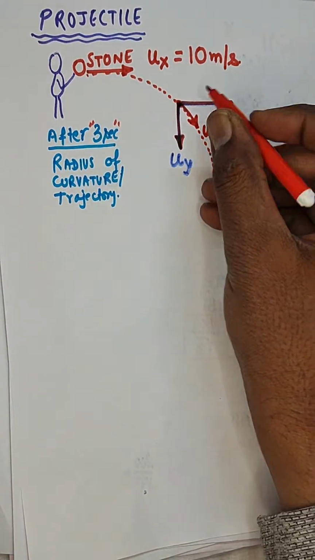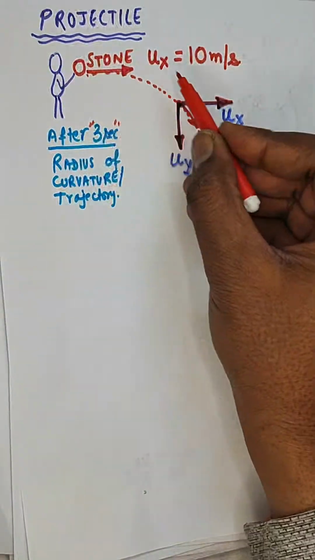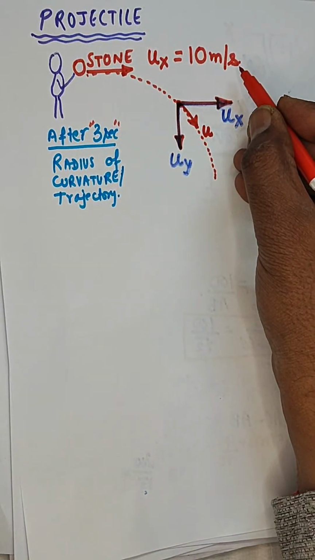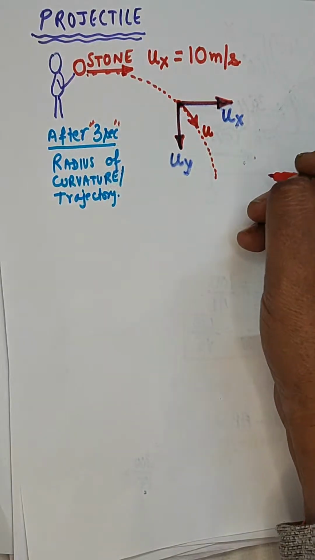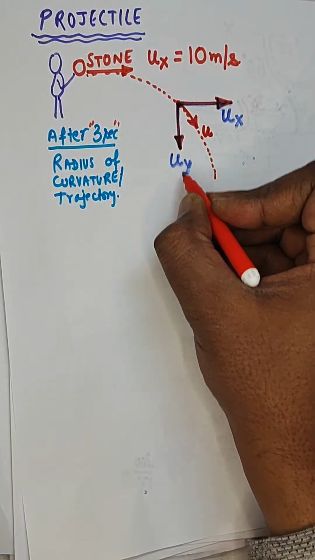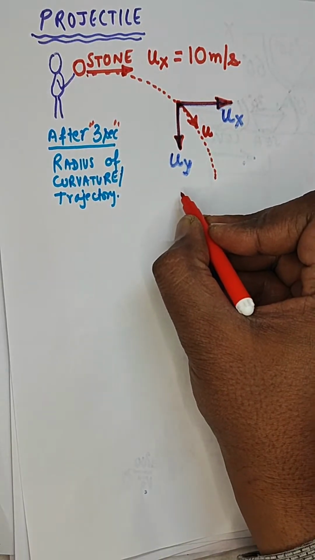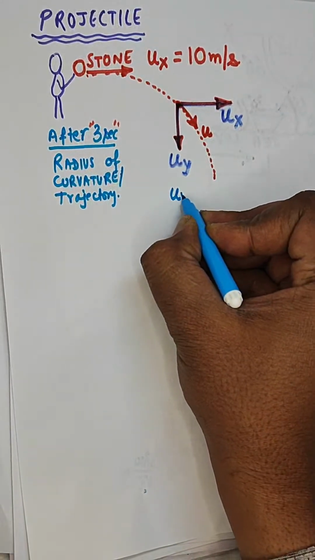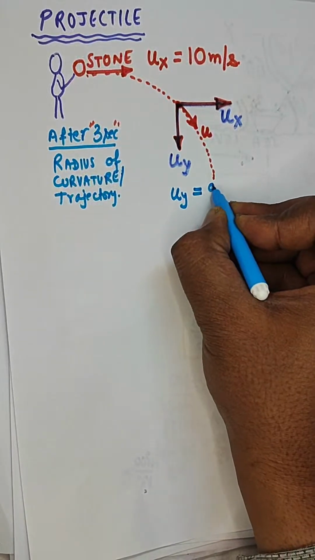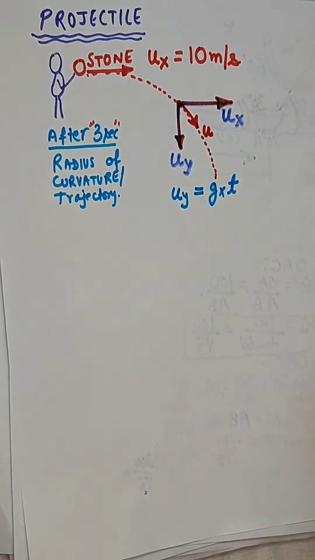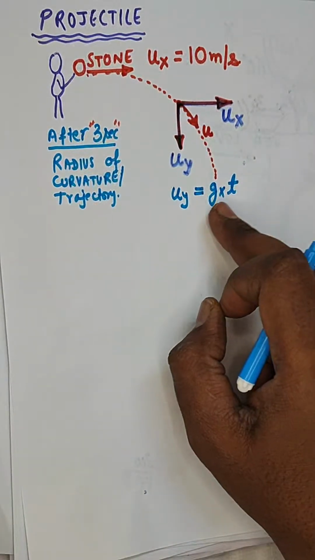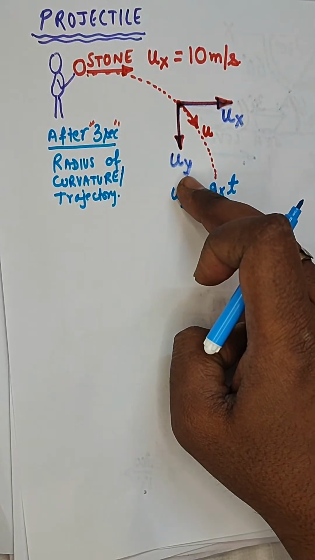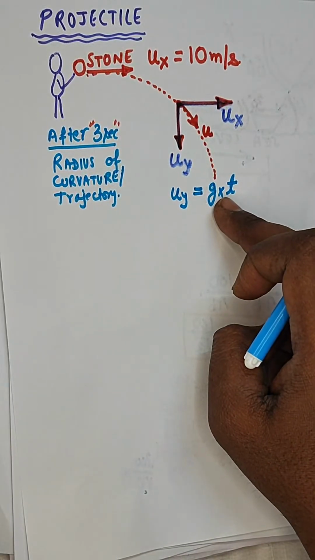So my dear friend, if you're throwing the stone horizontally, the horizontal component is given to you, ux as 10 meter per second. Now, what is the vertical component, uy? The acceleration due to gravity is acting over here. So the vertical component uy is given by g into t, since acceleration times time is velocity, and g is the acceleration acting on the vertical component only.